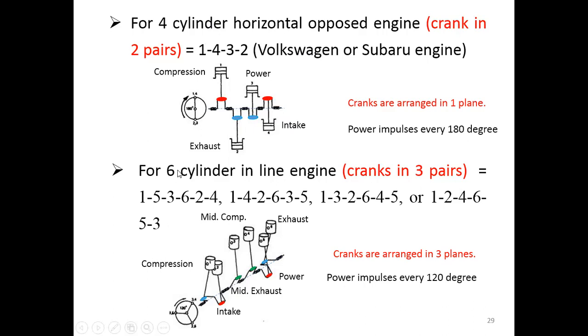For the 6-cylinder, now it's different. We have 3 pairs of cranks. I show you here 3 colors: the blue, the green, and the red. And each of these pairs is arranged in a different plane. So in here we have 3 pairs, that means we have 3 planes altogether. They are in different planes, not like this one where they are in the same plane. The firing order may be 1, 5, 3, 6, 2, 4, like this.